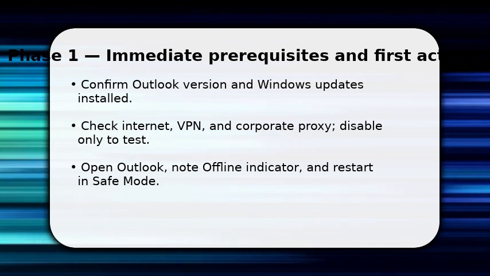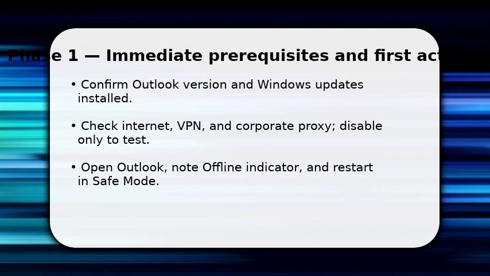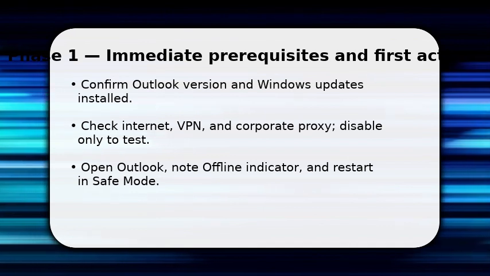Next, launch Outlook in safe mode to bypass add-ins. Press Windows plus R, type Outlook.exe /safe, and observe whether it connects. If safe mode connects, add-ins are suspect. If not, move to account and data file checks in the next steps.